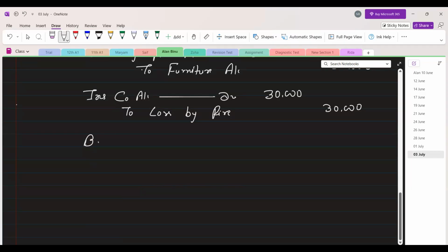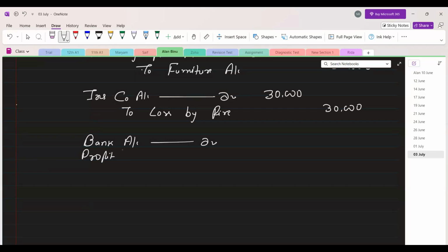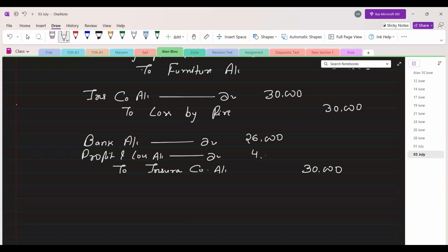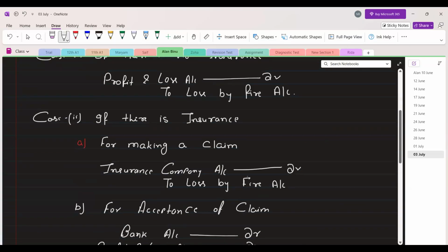So it will be bank account debit, profit and loss account debit, to insurance company account. We asked for 30,000 from the insurance company, but the insurance company only paid 26,000. So there is a loss of 4,000, which is to be transferred to profit and loss account. This is what we have written in the entry.